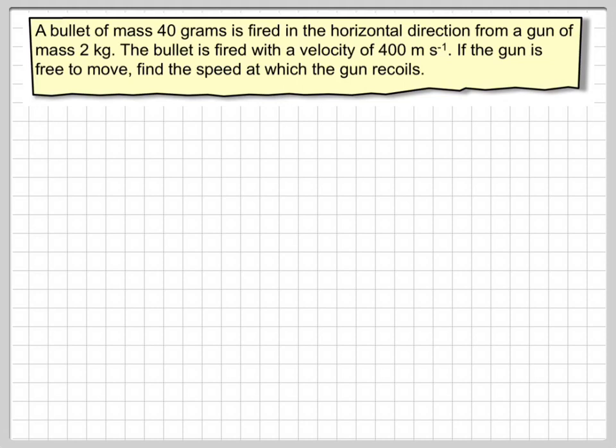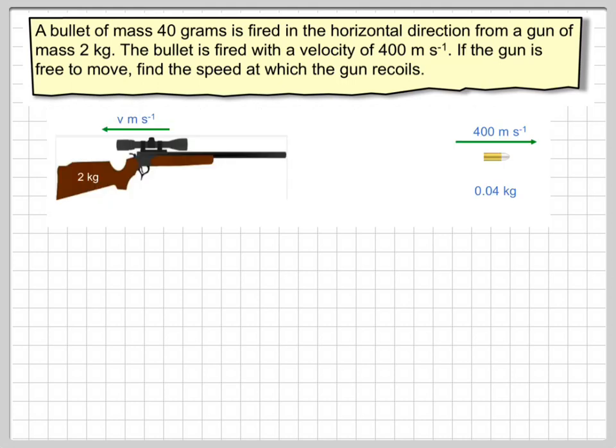We know if a gun is fired, it moves backwards, and what we've got to do is find the speed of that. So here we've got a gun weighing 2 kilograms. It fires a bullet, and that's travelling at 400 meters per second. What we're trying to find is the speed of the gun when it recoils backwards, when we fire it.